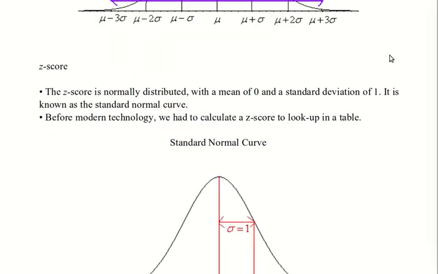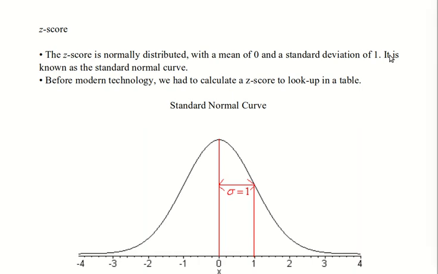Now, this tells us that it's very useful to count distance in standard deviations. And when you do that, you're counting in z-scores. You're converting the units into z-units. The z-score is normally distributed. It has a mean of 0 and a standard deviation of 1.